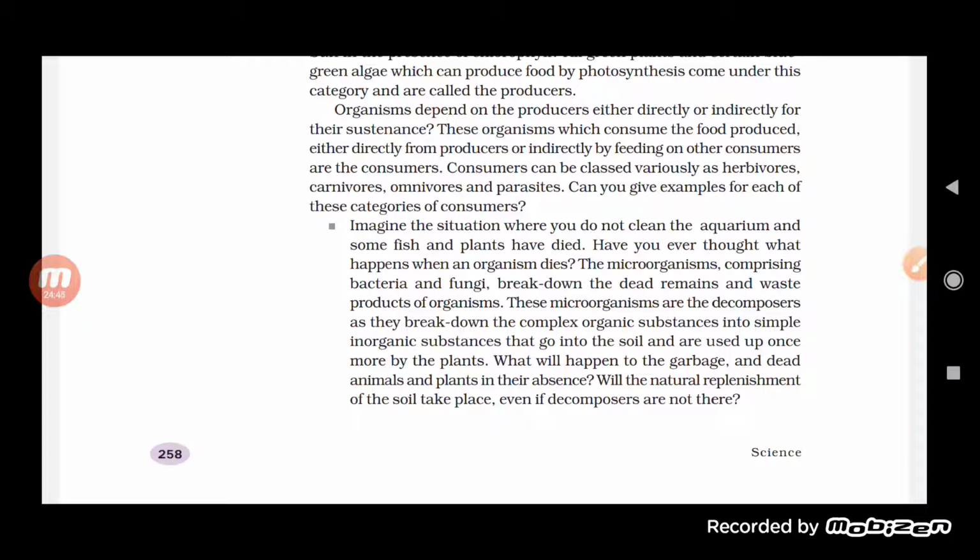In between there could be a tertiary consumer also, like the eagle, which is the kind of consumer that takes the secondary consumer. Okay, so this is how this whole chain goes on. This is how the producers and the consumers are divided. Okay, producers are basically the green plants.